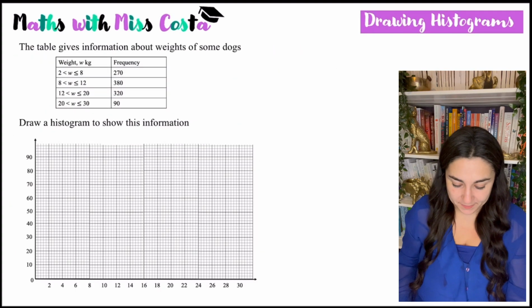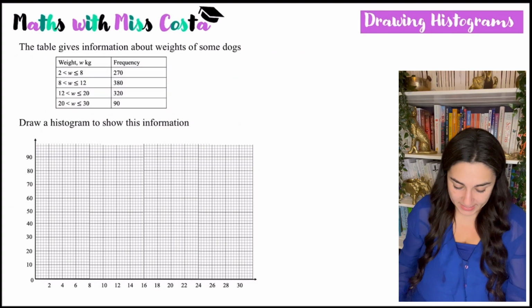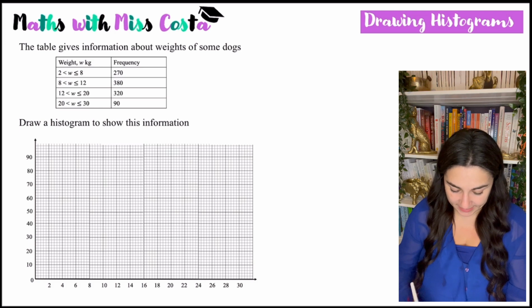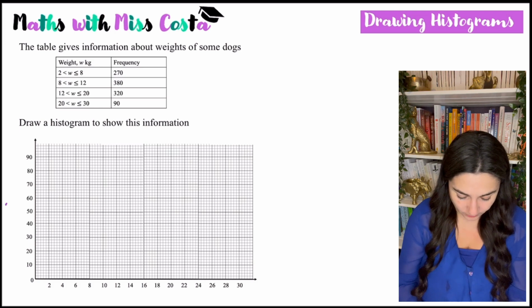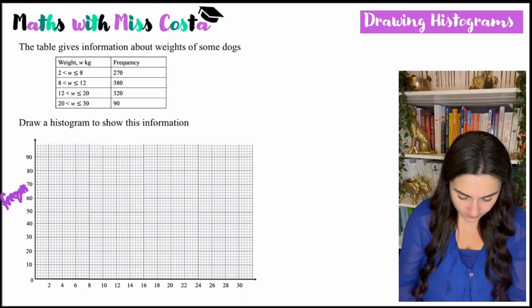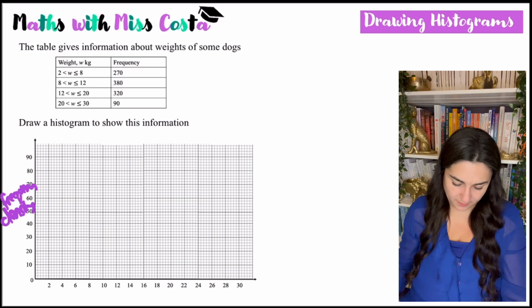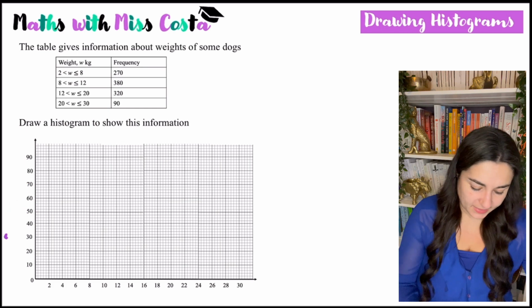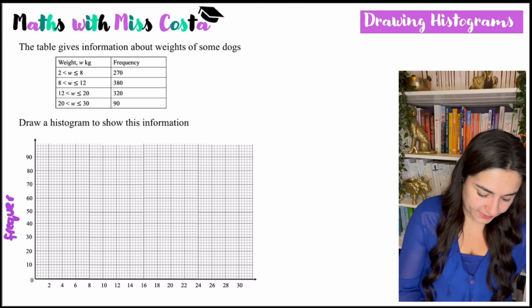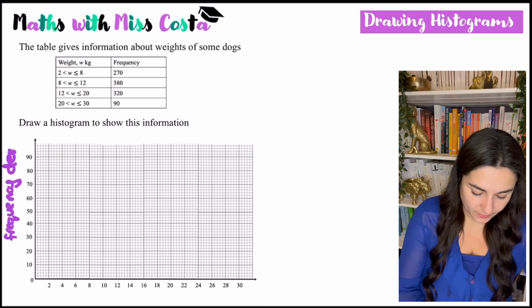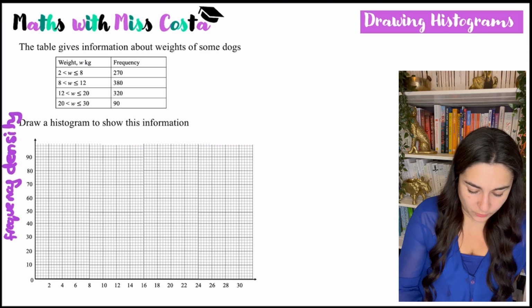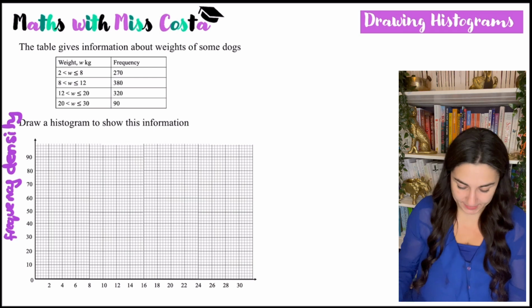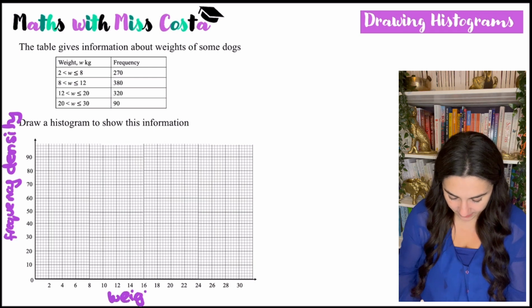Okay, so here I am being asked to draw a histogram. Now, the key thing about a histogram is that the y-axis is always going to be the frequency density. And then your x-axis is going to be your continuous data. So in this case, it's going to be the weight.